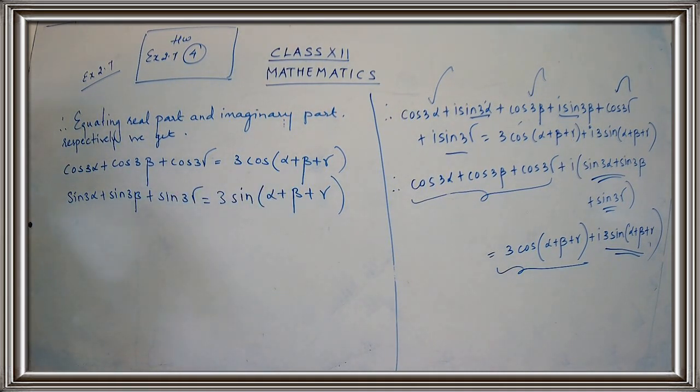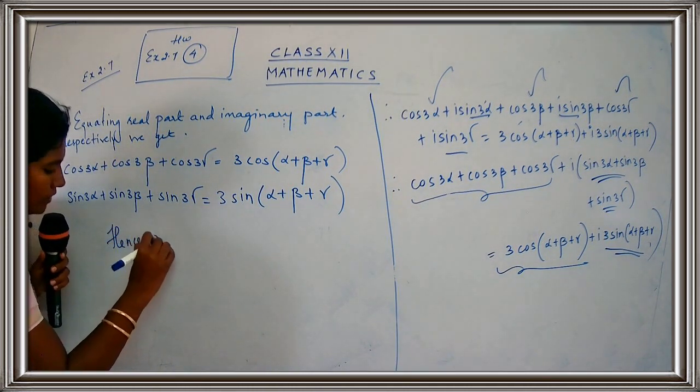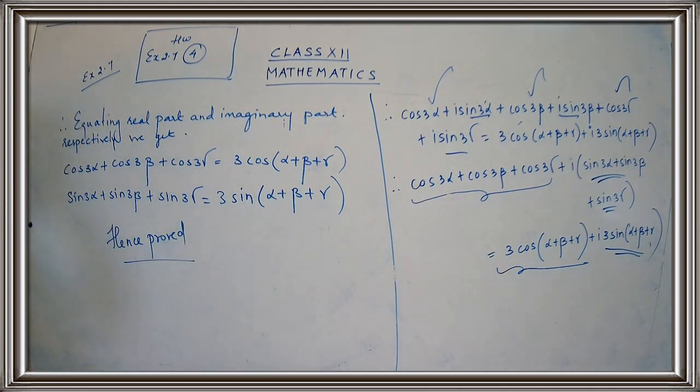So what was the thing over here? We started with the LHS part. We found the value for LHS. Then we took the RHS. We found the value for RHS. Then we were equating the real part and the imaginary part and we got the required answer. Just say here, hence proved. Okay, children? So we have completed our sum number 5. I hope you were clear with the proof part, children. Was it clear? Yes.